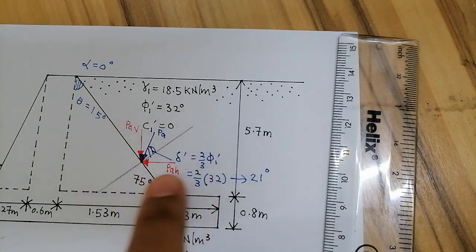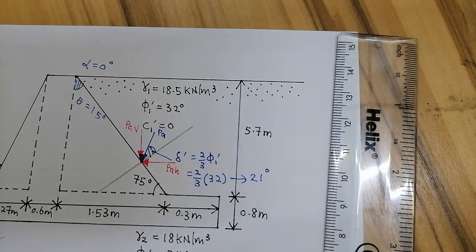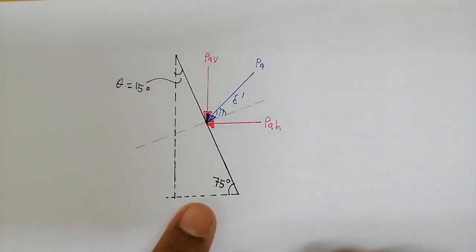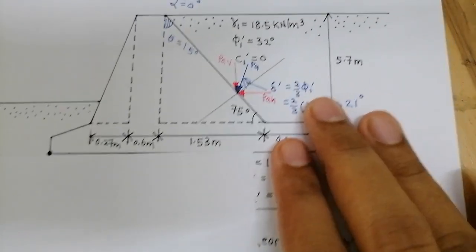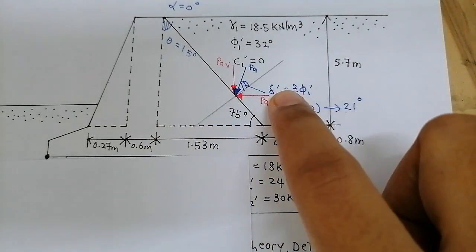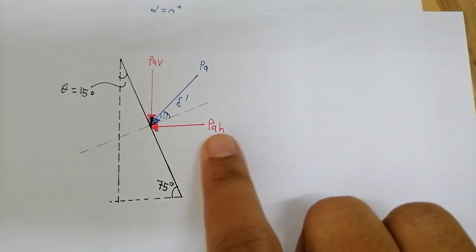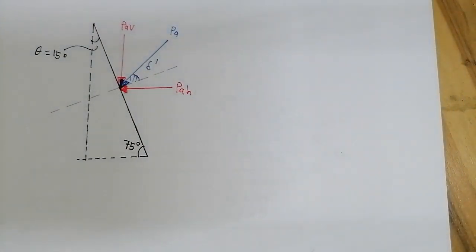Okay, let me draw this portion again for you so that you can see better. Alright guys, so this is the clearer version of this region here. I draw this again here, the same thing, so that you can see better. Alright, so we have to resolve the PA into components.